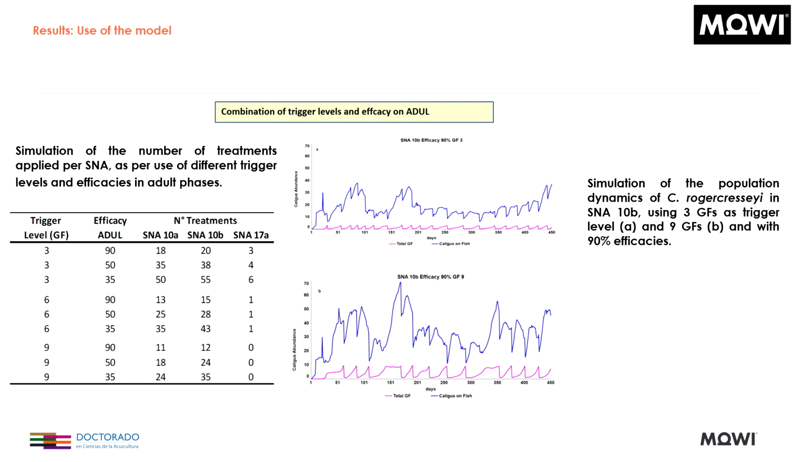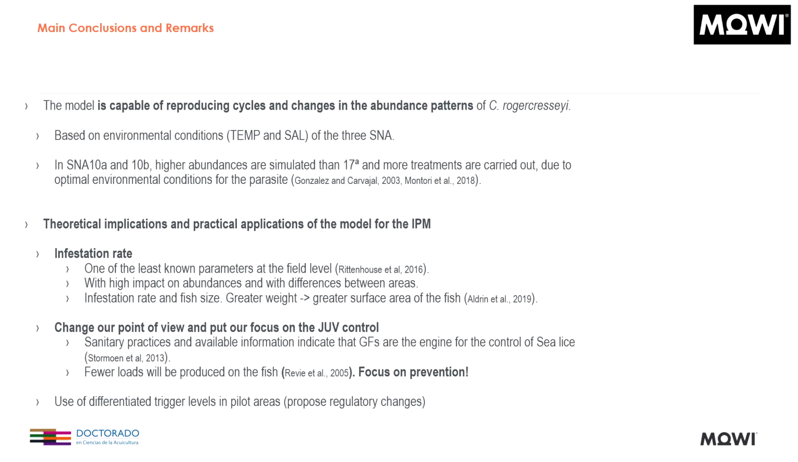Finally, what are the main conclusions and remarks? This model is capable of reproducing the cycle and changes in the abundance patterns of Caligus rogercresseyi based on environmental conditions, as I mentioned, temperature and salinity. On the three SNA that I used in the study, in SNA 10A and 10B, higher abundance is simulated than in 17A, and more treatments are carried out due to the optimal environmental conditions for the parasite.